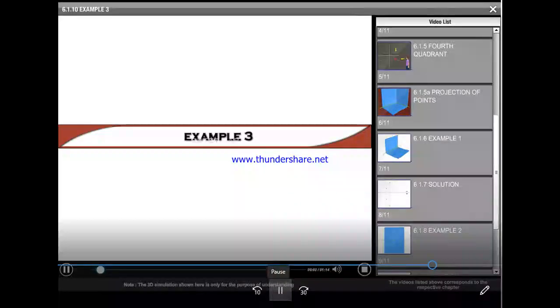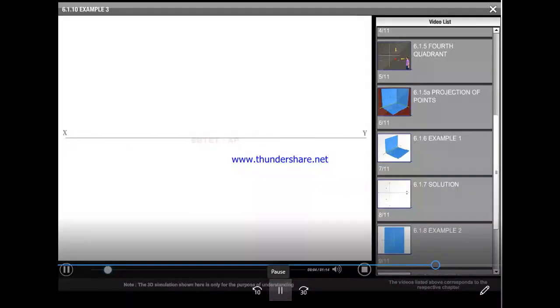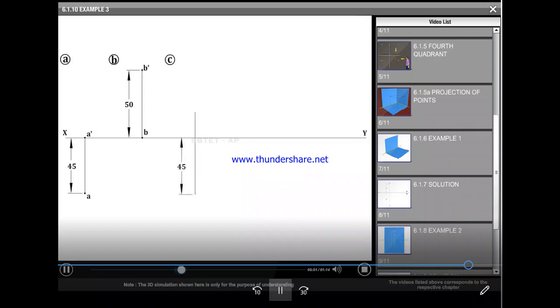Example problem 3. Subdivision A. In this, the front view will lie on XY line and the top view will lie 45 millimeters below XY line. Subdivision B. In this, the front view will lie 50 millimeters above XY line and the top view will lie on XY line. Subdivision C. In this, the front view lies 45 millimeters below XY line and the top view 20 millimeters above XY.